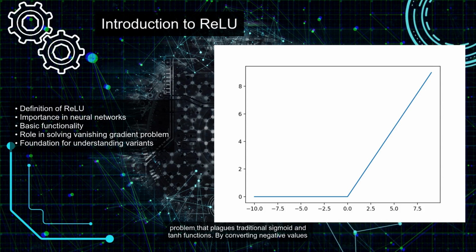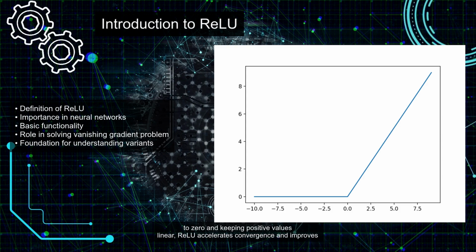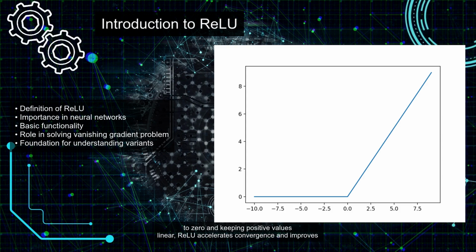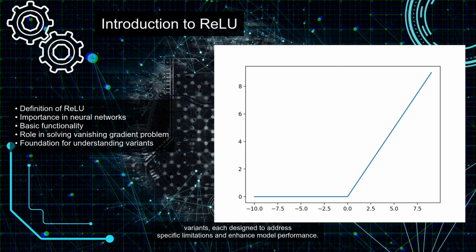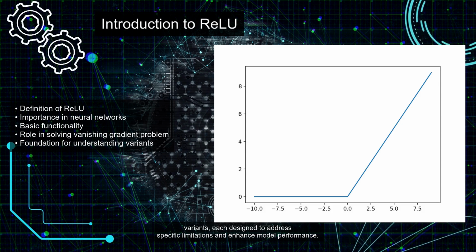By converting negative values to zero and keeping positive values linear, ReLU accelerates convergence and improves performance in deeper networks. Understanding ReLU sets the stage for exploring its variants, each designed to address specific limitations and enhance model performance.